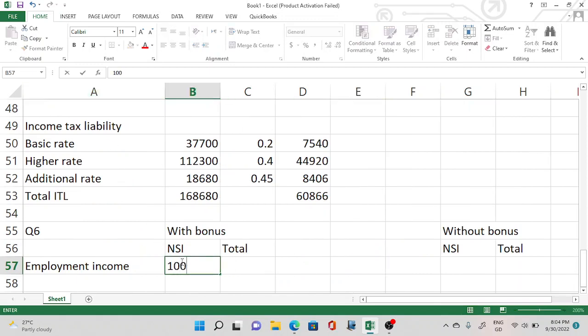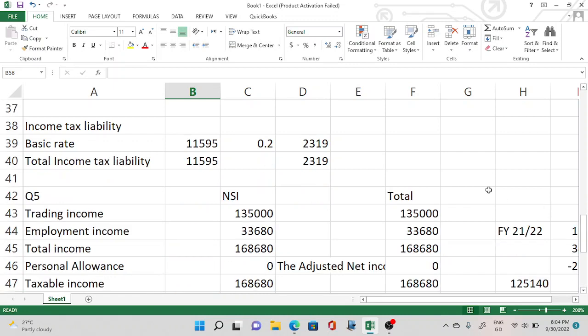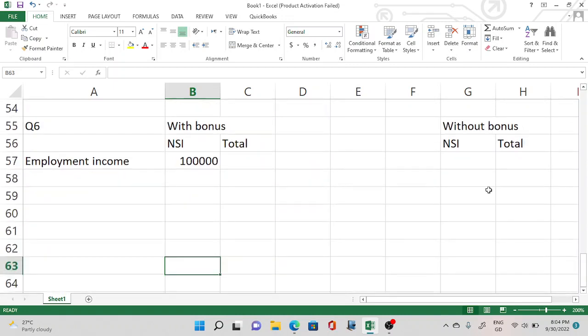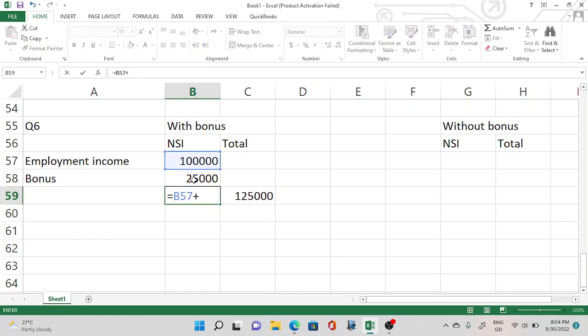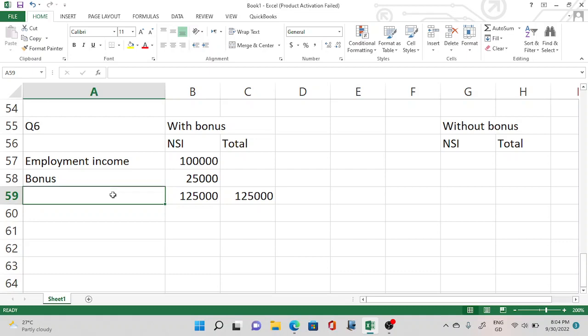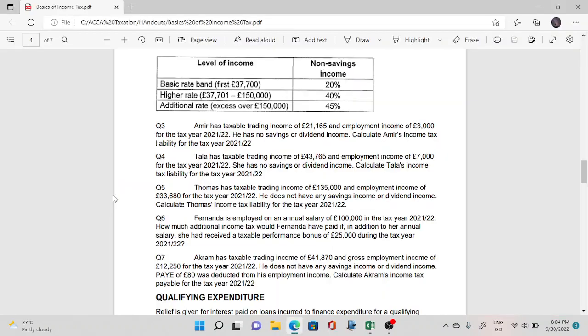That is 1 lakh. Okay. Then there is a bonus, so that is 25,000. So what is the total that is becoming? Okay, this is the total income, 125,000.